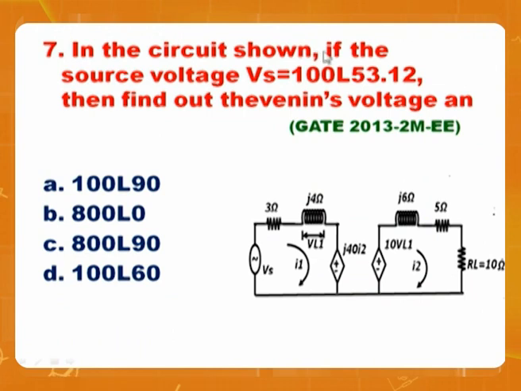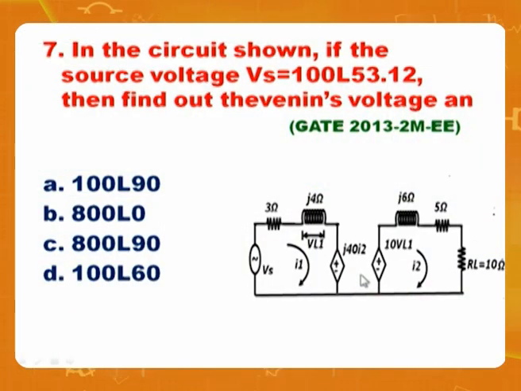Seventh one. In the circuit shown, if the voltage source is 100 angle 53.2, then find out the Thevenin's voltage. When you find the Thevenin's voltage, it means across this load. Okay, see there. The first thing is, please remember, there is a very important concept I am going to tell.